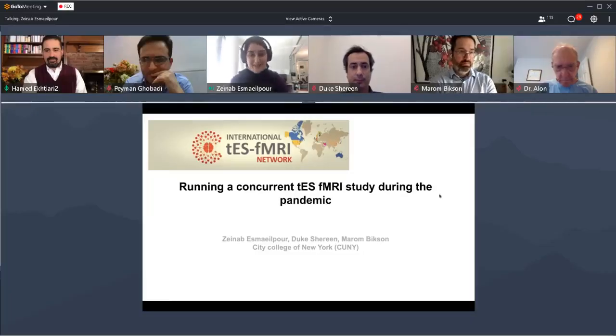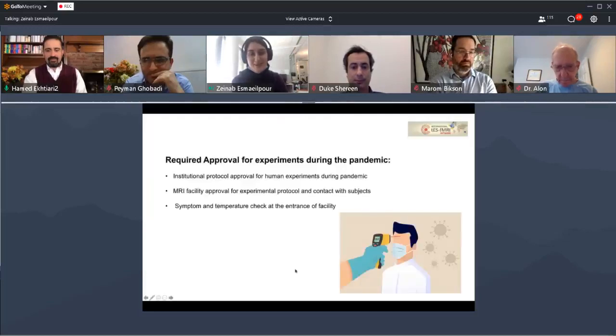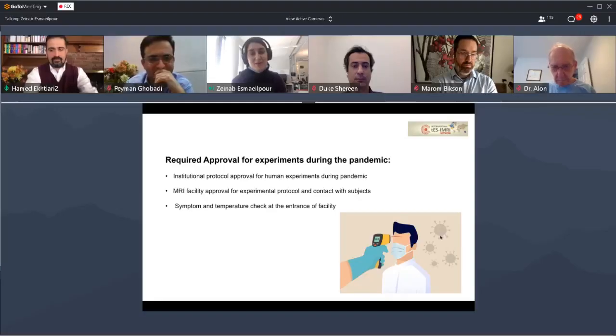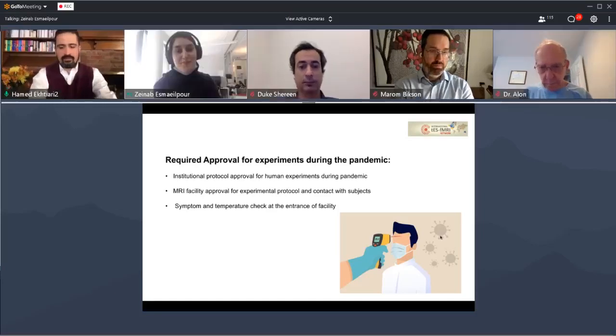As with any experiment, we start with protocols and approval. We needed to get approval from different levels, starting with the institution, then the MR facility, and making sure the subjects coming in do not have any symptoms or fever. One thing that the university imposed on us was limitations on recruitment. Whoever our subject was needed to be a CUNY affiliated person, either a researcher or student. That was a really hard one on us.